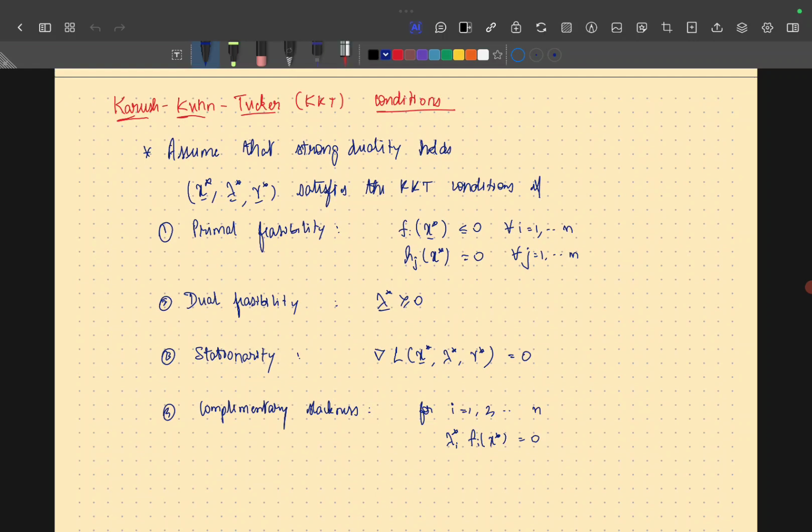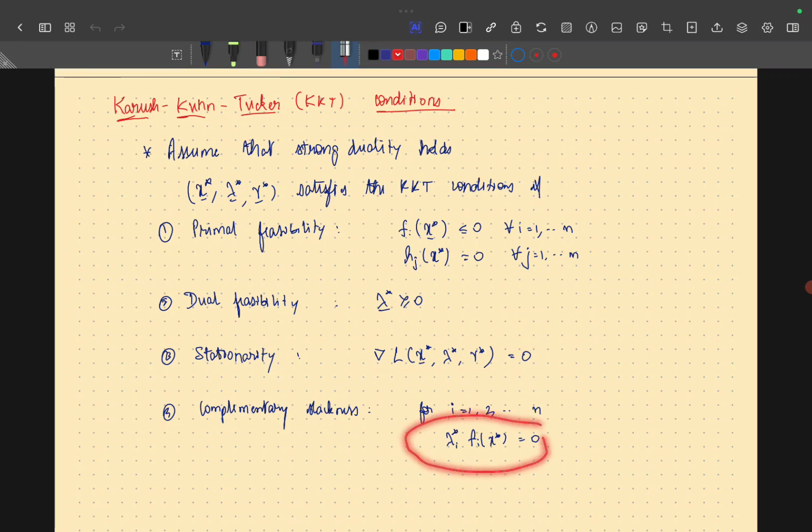So first it's primal feasibility, that is all of the primal constraints have to be satisfied. And dual feasibility, that the dual variables lambda 1 through lambda n should all be greater than or equal to 0. And we have this stationarity, which says that the gradient of the Lagrangian with respect to x evaluated at this point x star, lambda star, mu star should be equal to 0. So it's a stationary point of the Lagrangian.